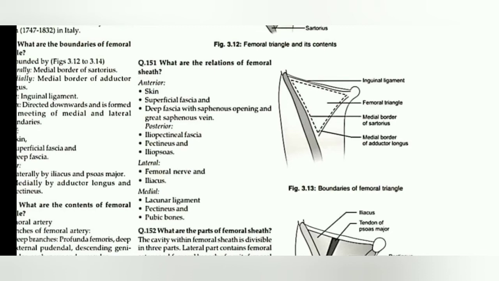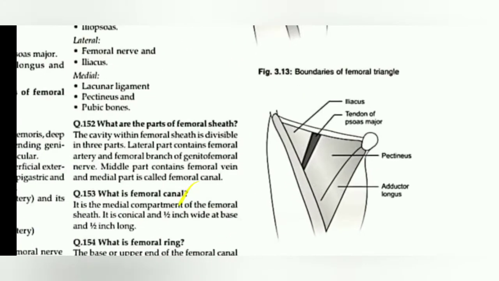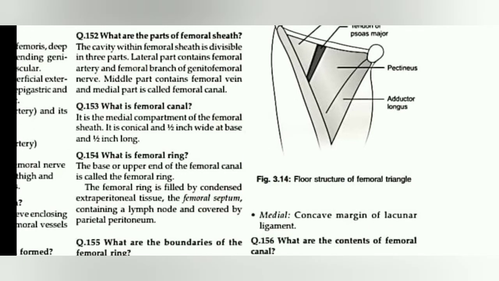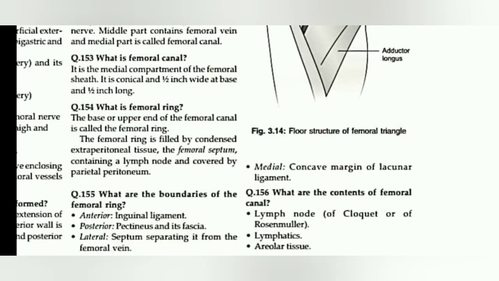What are the parts of the femoral sheath? The cavity within the femoral sheath is divisible into three parts. The lateral part contains the femoral artery and the femoral branch of the genitofemoral nerve. The intermediate part contains the femoral vein, and the medial part is called the femoral canal. So, what is the femoral canal? It is the medial compartment of the femoral sheath. It is conical, 1.5 inches long and half-inch wide at the base.